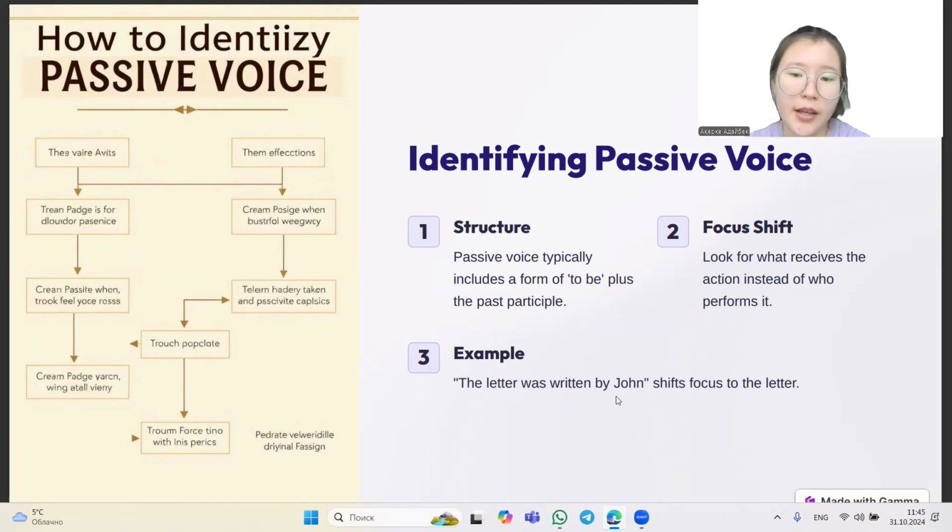But we can also say that John just wrote a letter. But for us, the letter is more important than John. It's more important than the doer, right? So we put this action in the first place. The letter was written by John. Okay, in a few seconds, I am going to teach you how to use the structure.